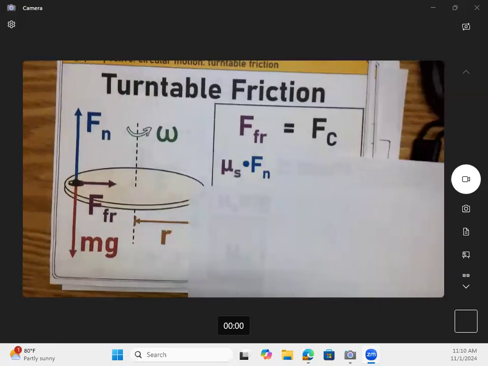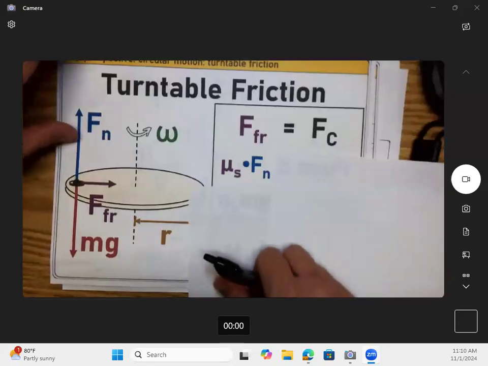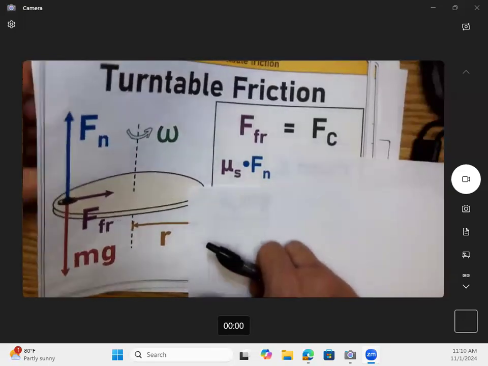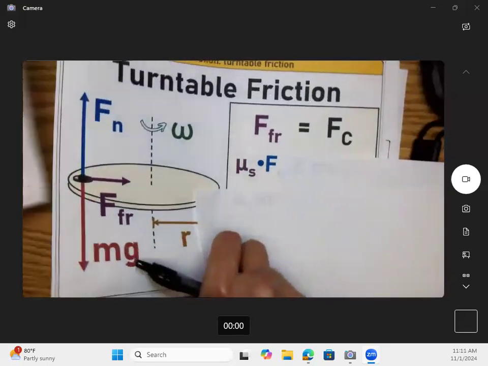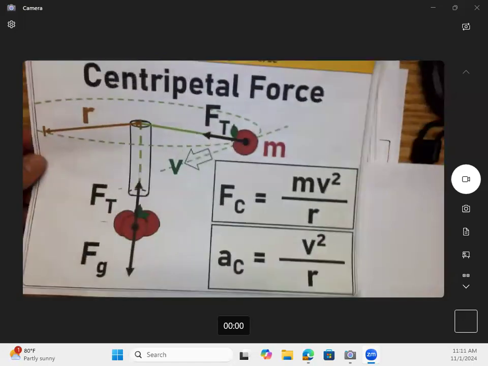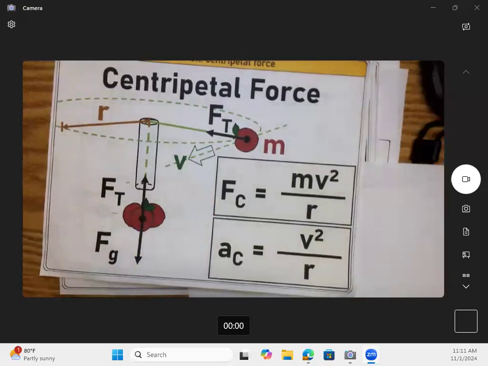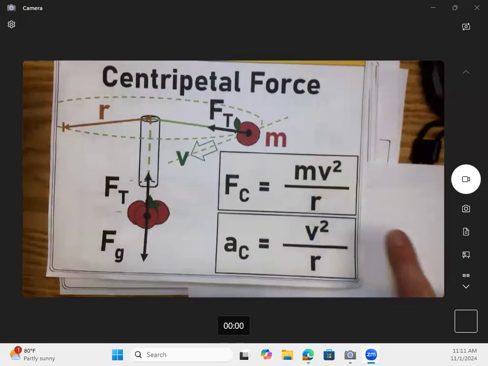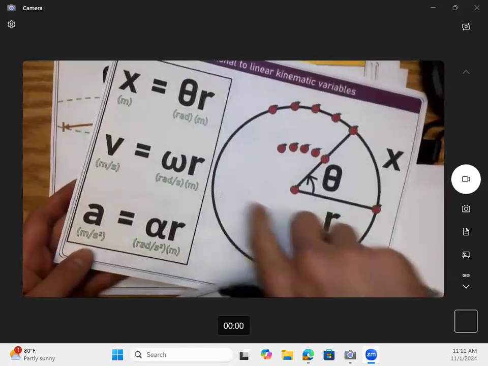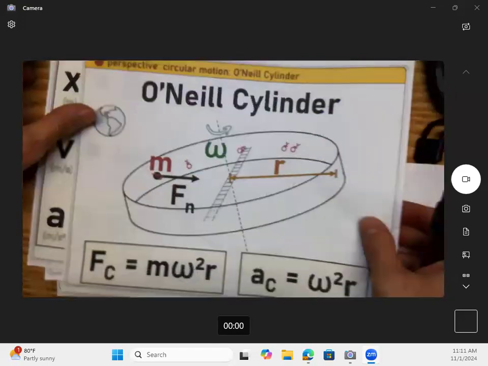Do you guys know an expression? Actually, you guys know two different formulas for centripetal force. I showed you guys two different ones. One of them you got from a lab, and one of them I have a poster for called O'Neill's cylinder. All right, so let's look at them one at a time. Here's centripetal force straight from your lab, mv squared over r. Now you can substitute in, you guys see this v right here? Omega times r, and that leads straight to this O'Neill cylinder poster.